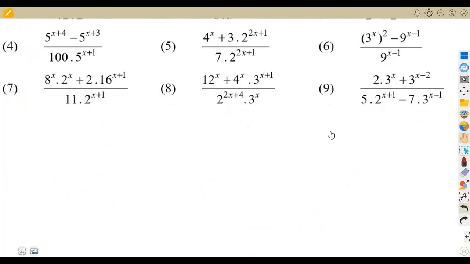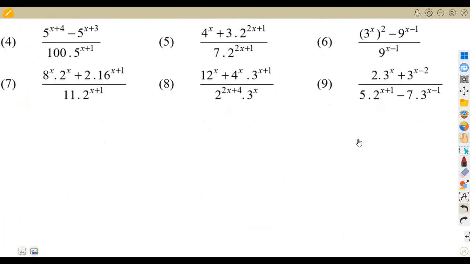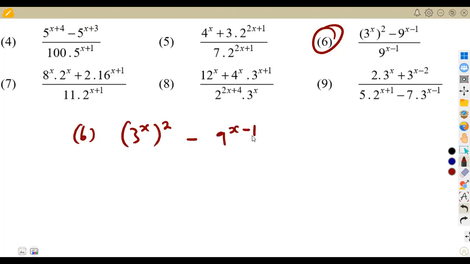Sometimes we might have a situation like what we have on number 6. Number 6 is very important because we've got a condition of a negative exponent that I want us to talk about before I close this class. On number 6, we are given 3 to the exponent of x, all raised to the exponent of 2, minus 9 to the exponent of x minus 1, everything over 9 to the exponent of x minus 1.